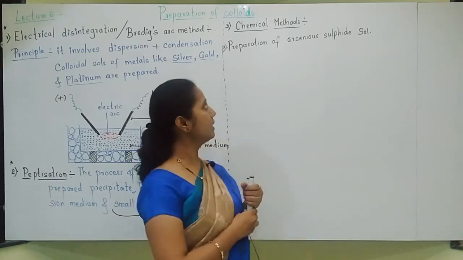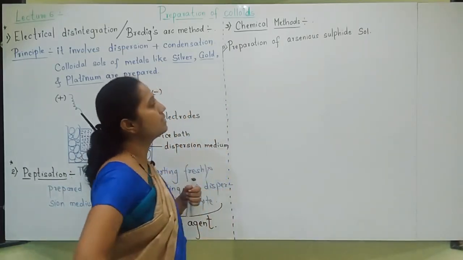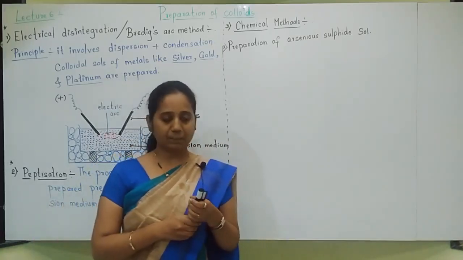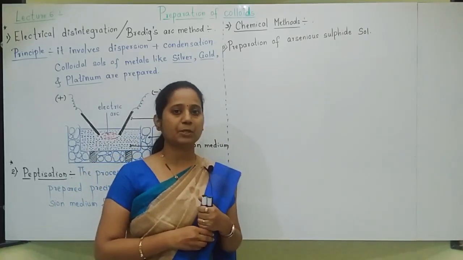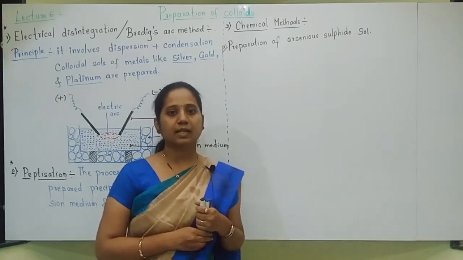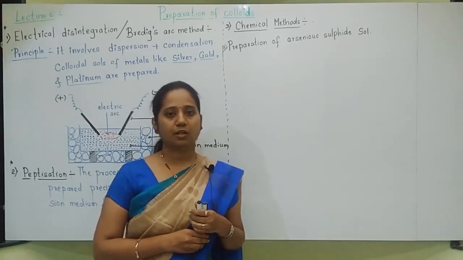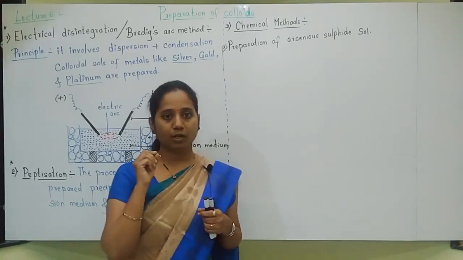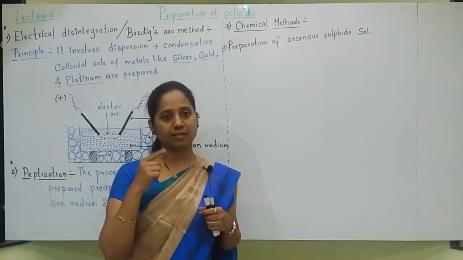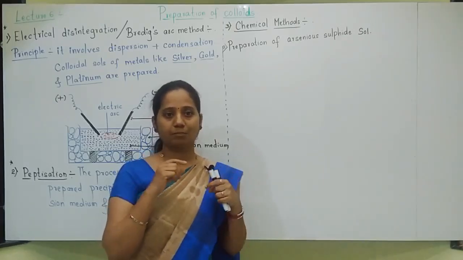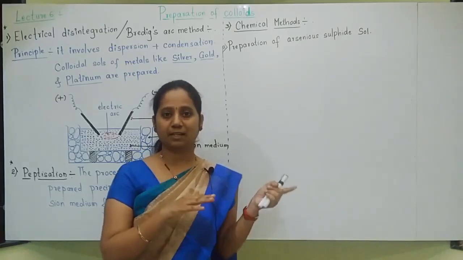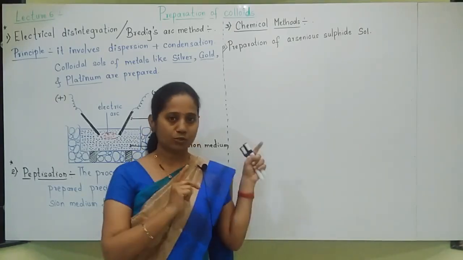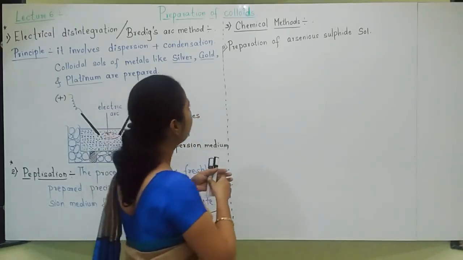Let us move towards the third method, chemical methods for preparation of colloids. Chemical methods are four for preparation of colloidal solutions: double decomposition, oxidation, reduction, hydrolysis. So, if a question is asked, they will ask to prepare colloidal solution by reduction, by oxidation, by double decomposition, like these words will be used. So see the reactions properly.